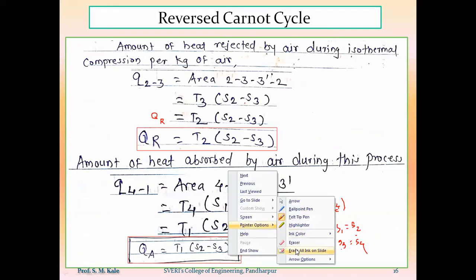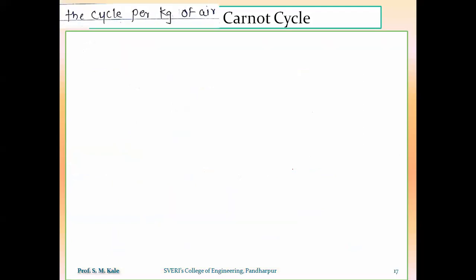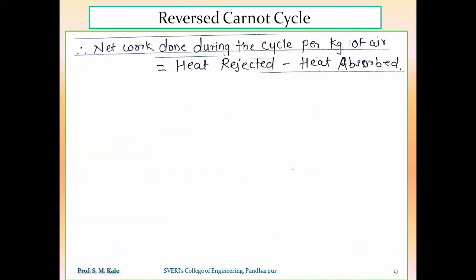Now after getting the amount of heat rejection and the amount of heat absorption, as we know that the value of QR is greater than the value of QA, I can calculate the net work done during the cycle per kg of air. That will be equal to heat rejection, that is QR, minus heat absorption, that is QA.